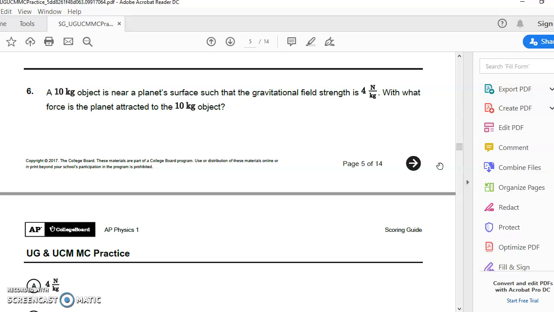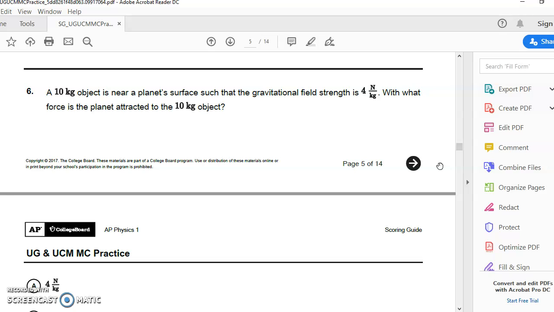Number 6, a 10 kilogram object is near a planet's surface such that the gravitational field strength is 4. With what force is the planet attracted to the 10 kilogram object? So the field strength is 4, that's your g. And the mass is 10 kilograms. So the weight of the object would just be 10 times 4, so 40.